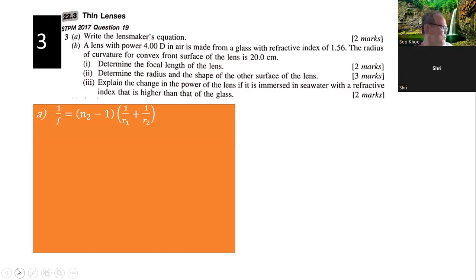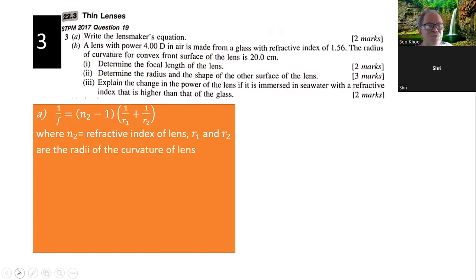You have to tell them, even if they didn't tell you. F stands for the focal length. N is the refractive index. N2 is the refractive index of the lens. R1 and R2 are the radii of curvature of the lens. Radii.